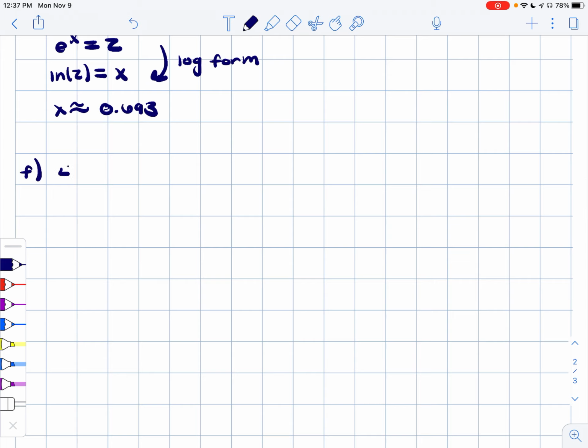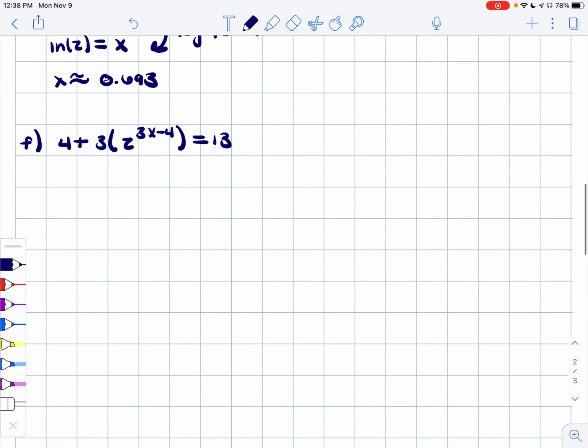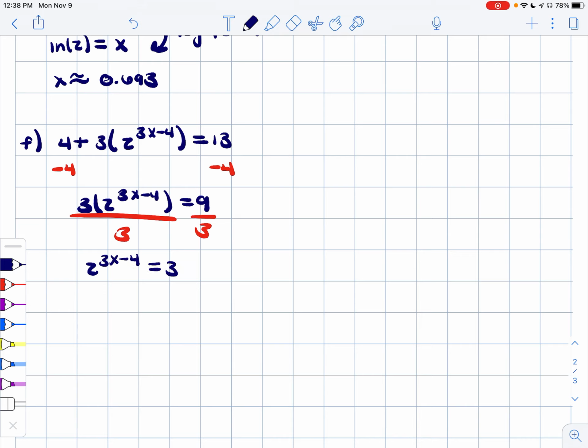All right, let's do one more exponential equation. Let's do 4 plus 3 times the quantity 2 to the power of 3x minus 4 is equal to 13. Once again, we want to start by isolating the exponential term. So I'm going to subtract 4 from both sides. So 3 times our exponential would be equal to 9. Divide by 3 on both sides. So 2 to the power of 3x minus 4 is equal to 3.